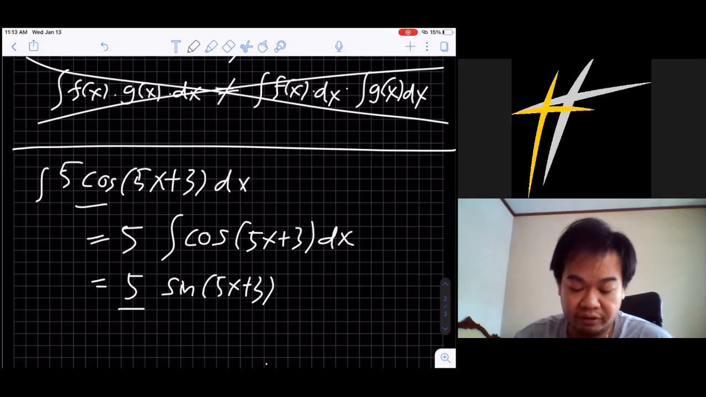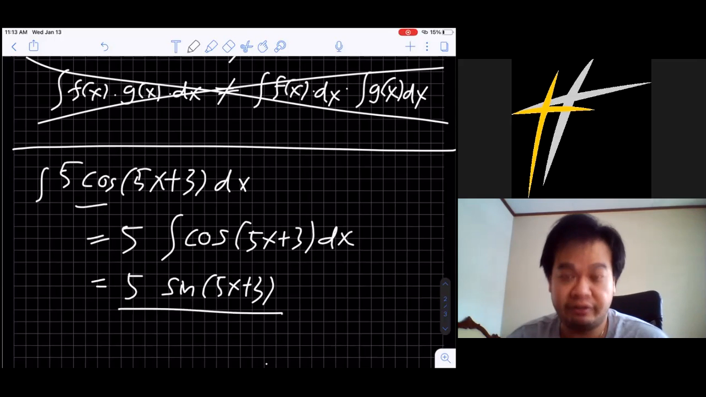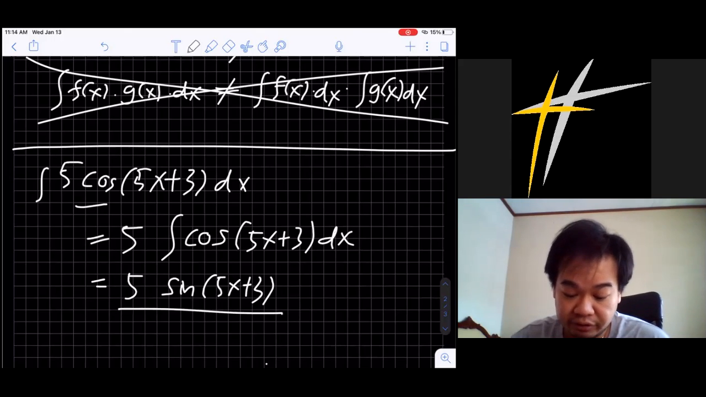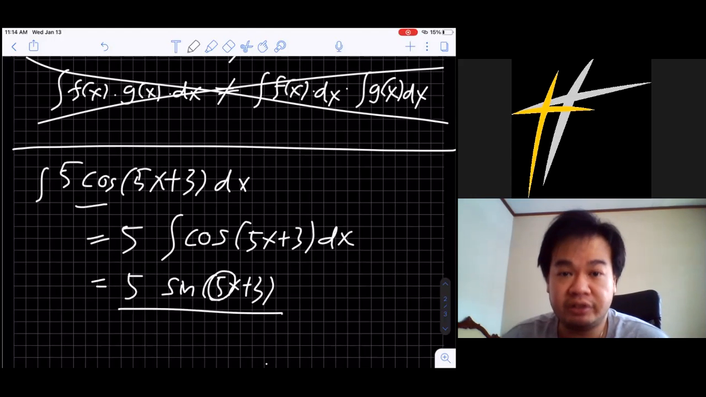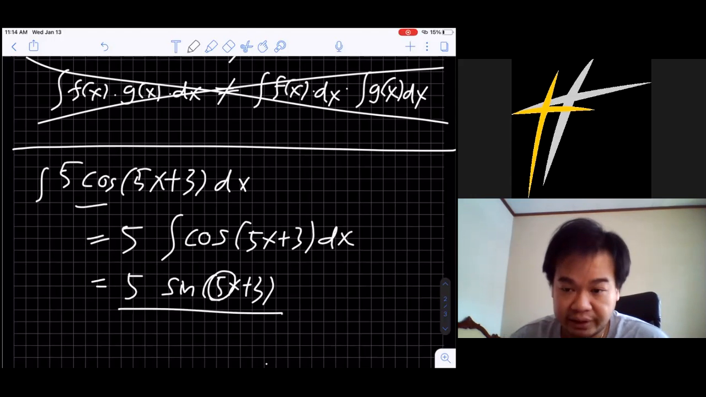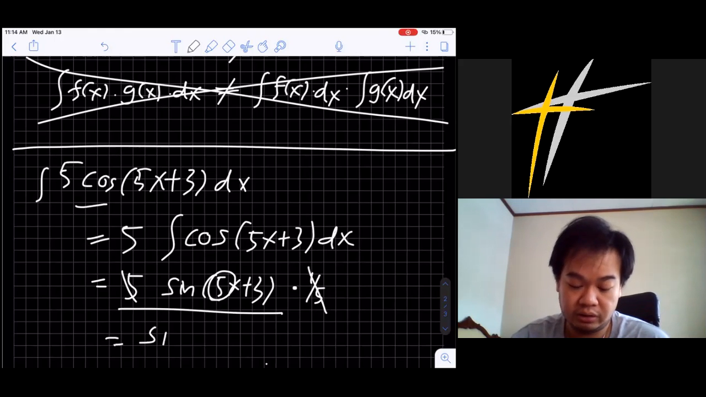If you derive this, the result is actually 5 cosine 5x plus 3 instead of cosine 5x plus 3, right? Why? Because there is the multiplication of the derivative of the inside function. So in this case, you really need to nullify the chain rule. How? By multiplying it with 1 over 5. So when that happens, the result will be 1 over 5 sine 5x plus 3.